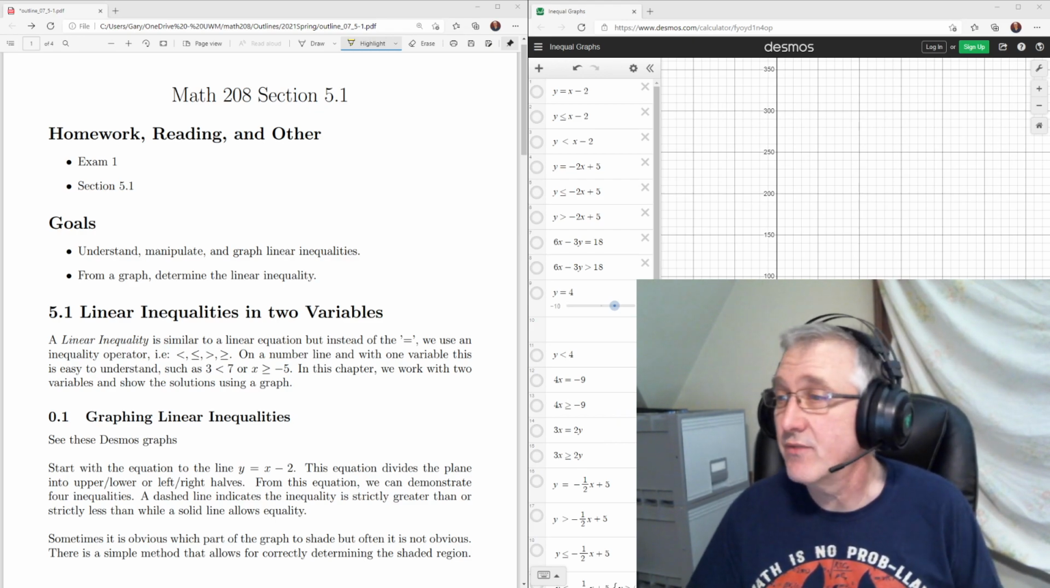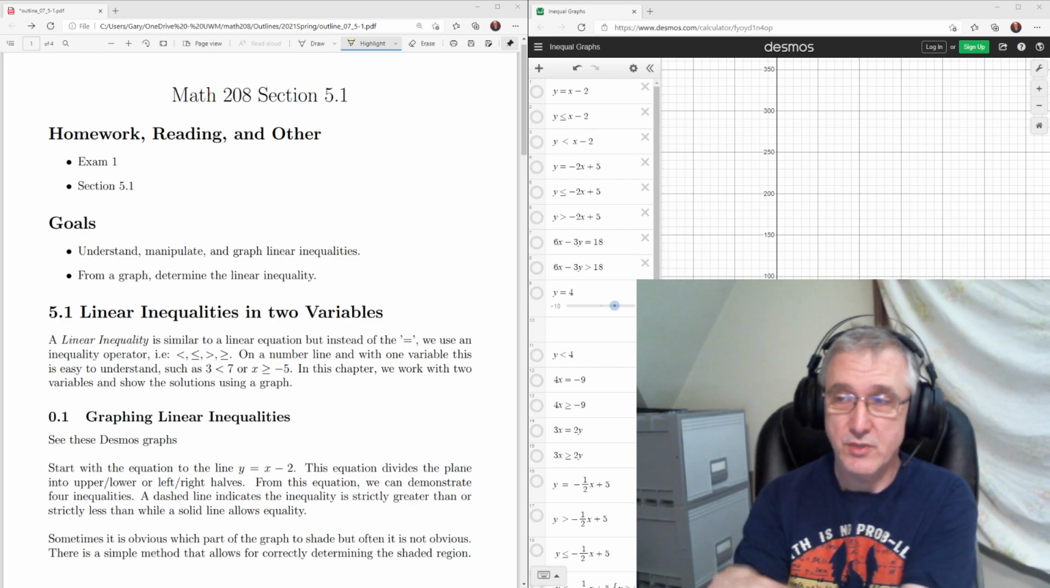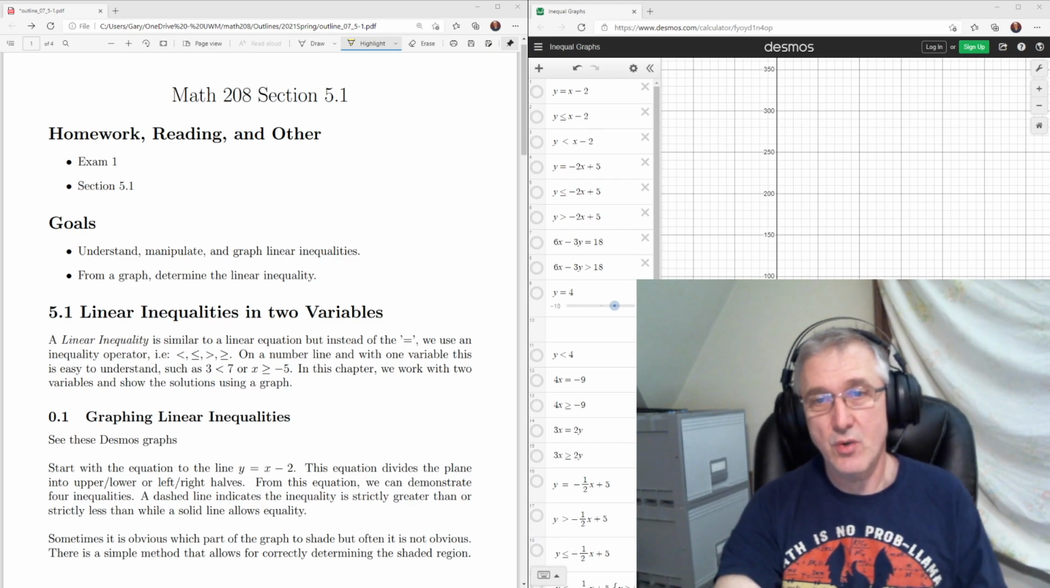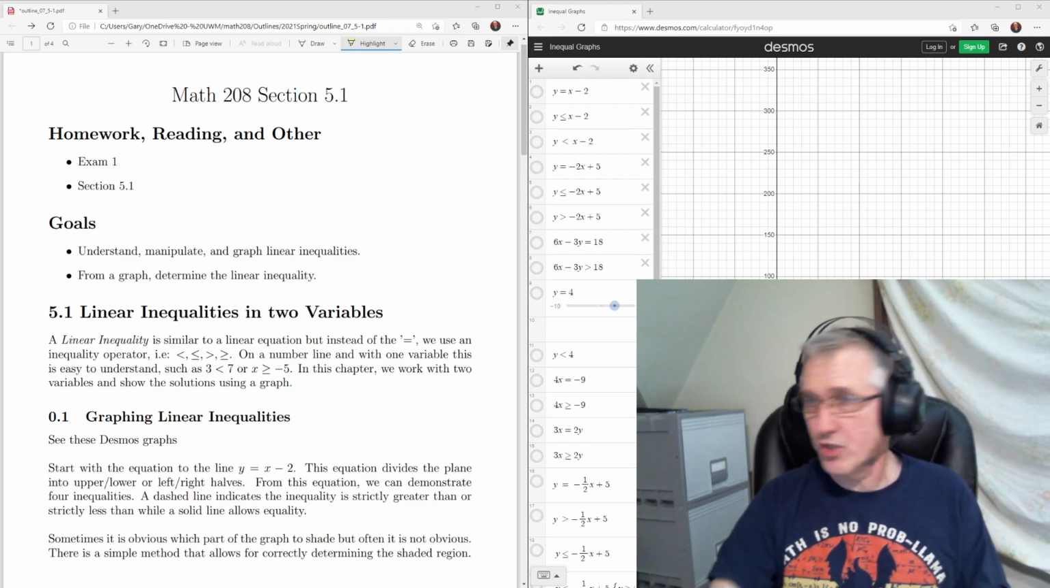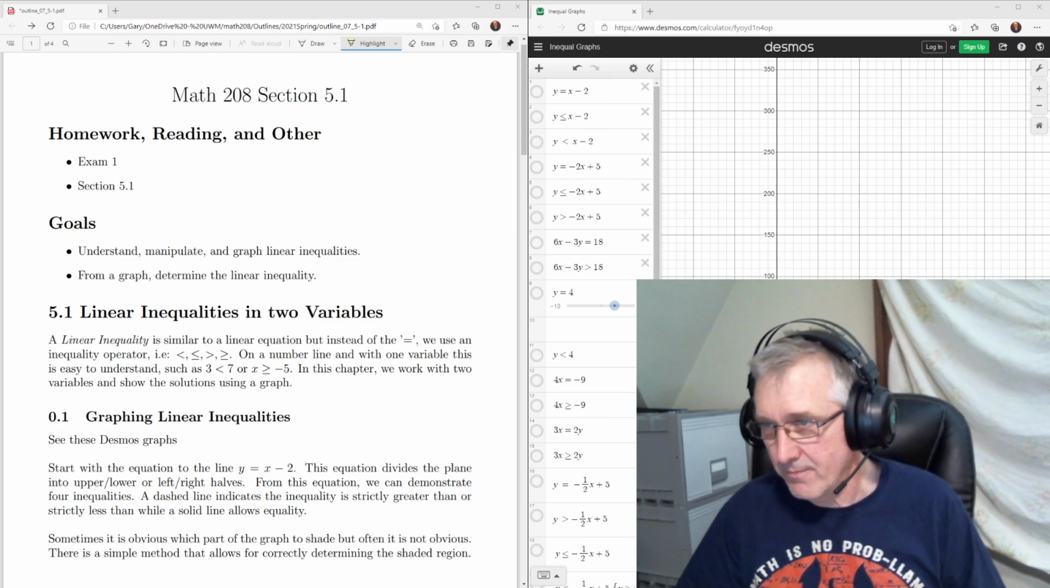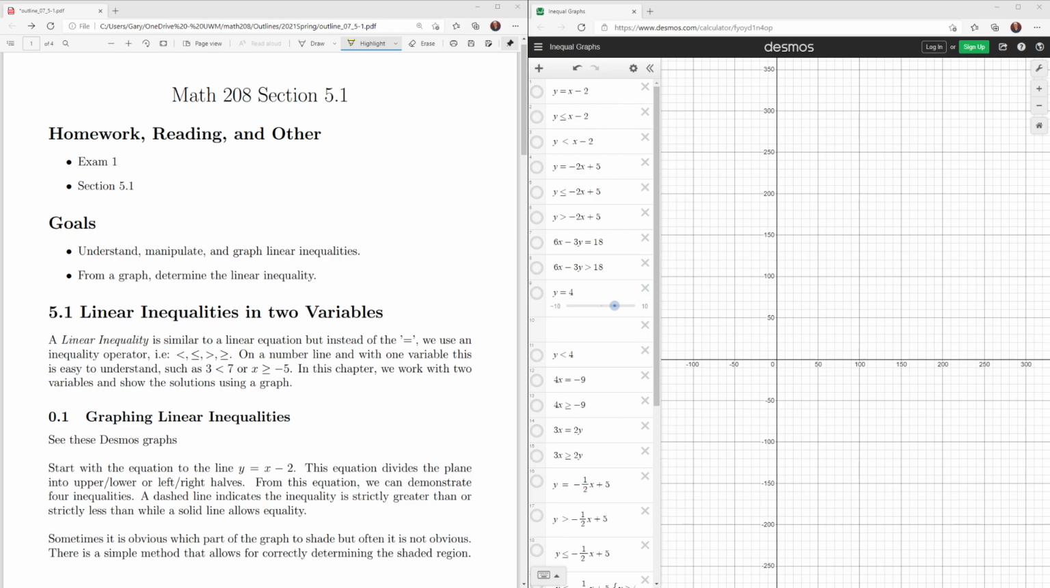But anyways, this is section 5.1, so this is a new chapter, a new section, and it has to do with graphing linear inequalities in two variables. So I'm going to turn off myself, and then we'll get to it. Okay. So we're going to be doing linear inequalities in two variables. The idea here is to understand, manipulate, and graph linear inequalities. And from a graph, we should also be able to determine what the linear inequality is.